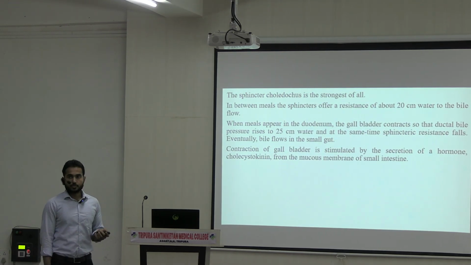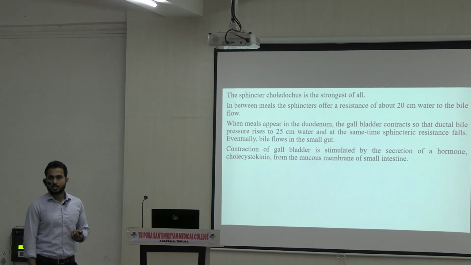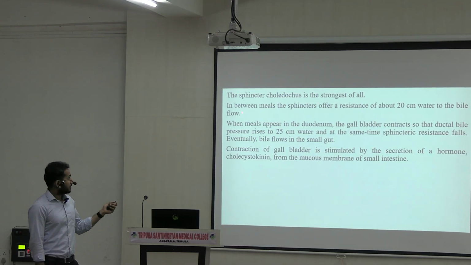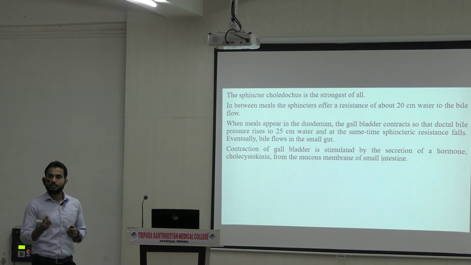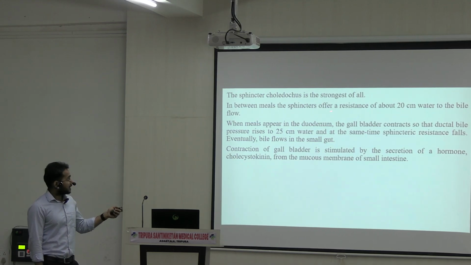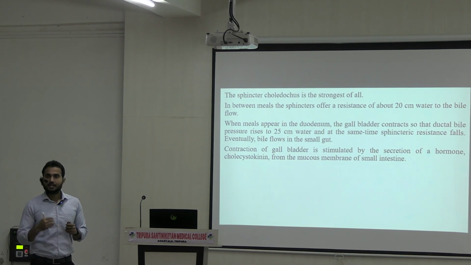Now this is also important. The sphincter choledochus is the strongest of all the sphincters which are present. Now in between meals, and during the time required for food to reach the duodenum, the sphincter offers a resistance of 20 centimeters of water to the bile flow. That is the pressure which is maintained inside the extrahepatic biliary system.